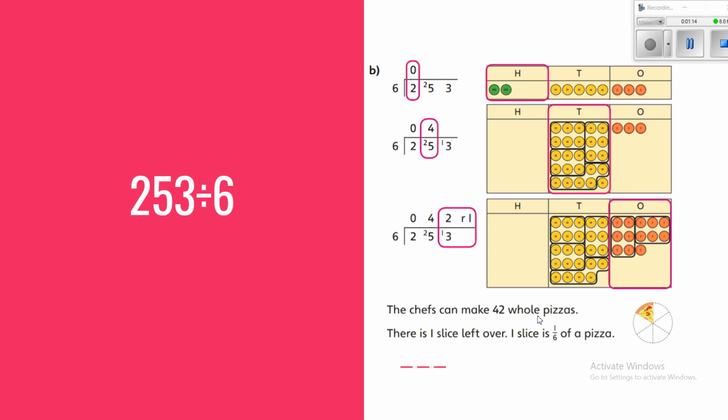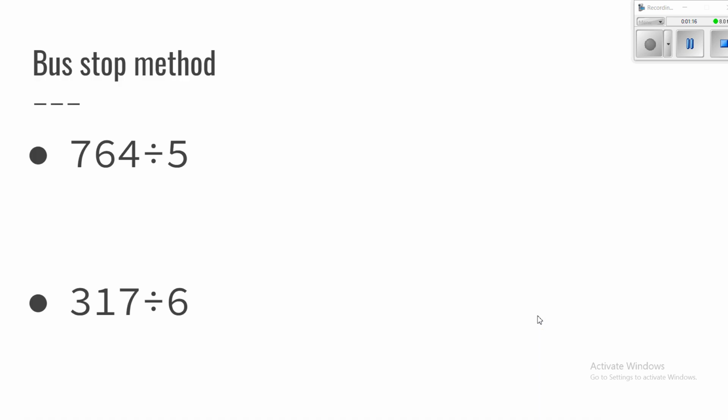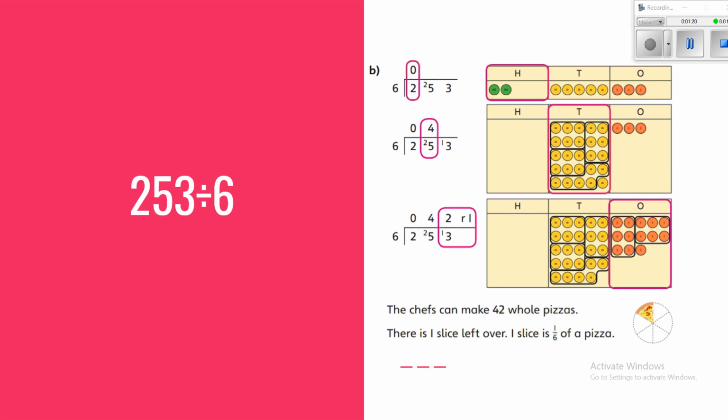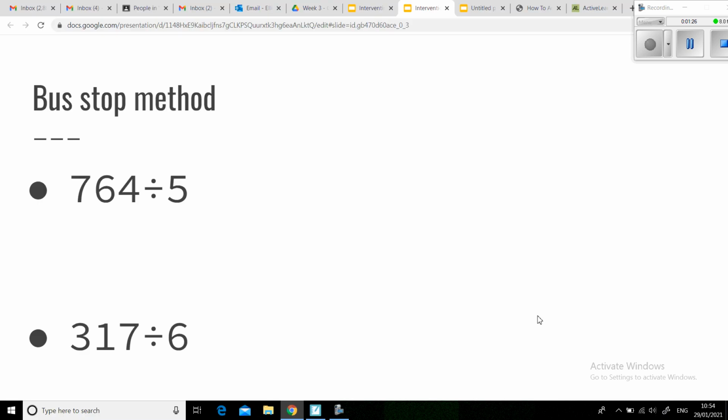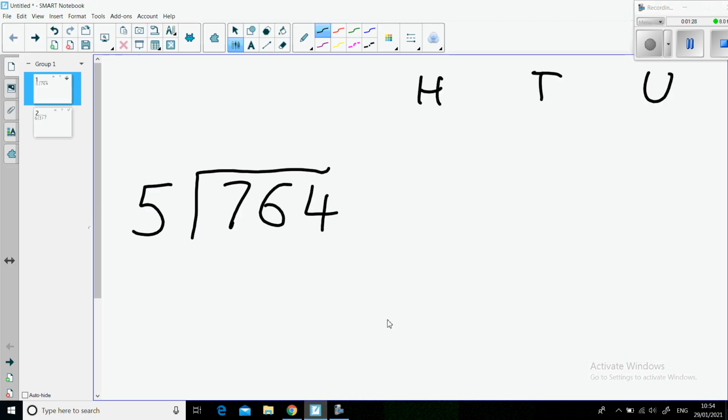Now what I'm going to do with you today is go through these questions with you. They're very similar to the ones before. I'm going to lay them out just like this, but I'm going to talk through it step by step. Our first number is 764 divided by 5. That is what I've got here, 764 divided by 5. So lay it out like this for me. I want you to write this in your books. I'm going to go through it together step by step.